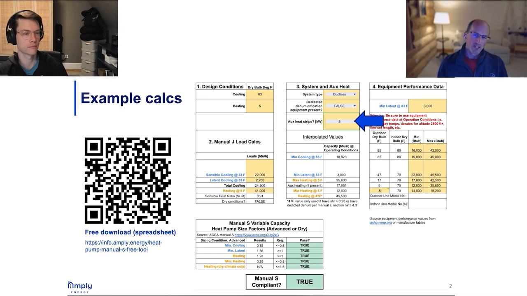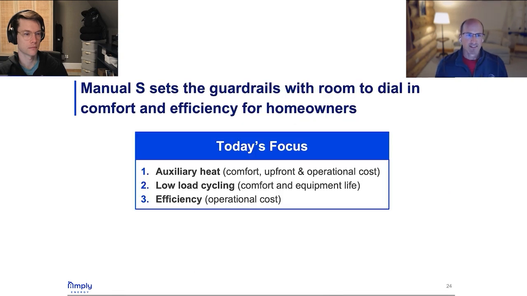So things get really interesting when we go beyond Manual S. This is the part of our conversation where things start to get quite a bit more complicated, but I also think where things get really fun too. So Manual S, like I said earlier, sets these guardrails, but it actually provides quite a bit of room for us to further dial in the design to deliver comfort and efficiency for homeowners.